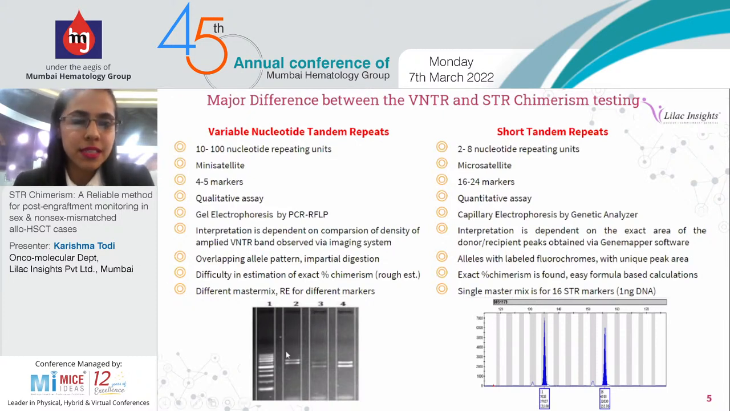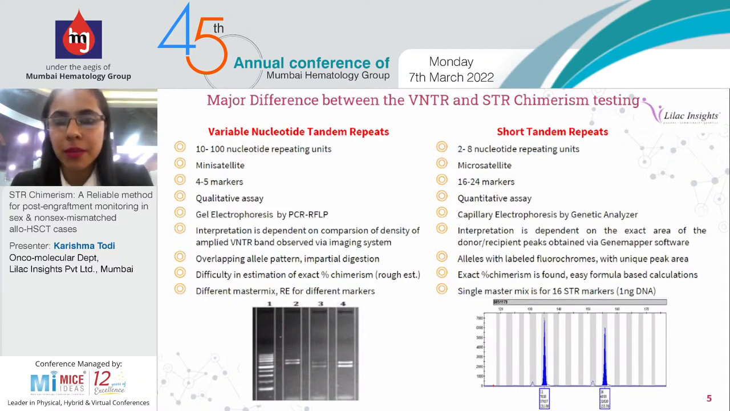Now, as you can see over here, in the gel electrophoresis the bands are visible. But in lane 2, there are 2 bands available for 1 patient, and we cannot determine the difference between the 2 alleles, that is, how much base pair difference is there, how much area difference is there, and how much height difference is there. So that is something lacking in gel electrophoresis.